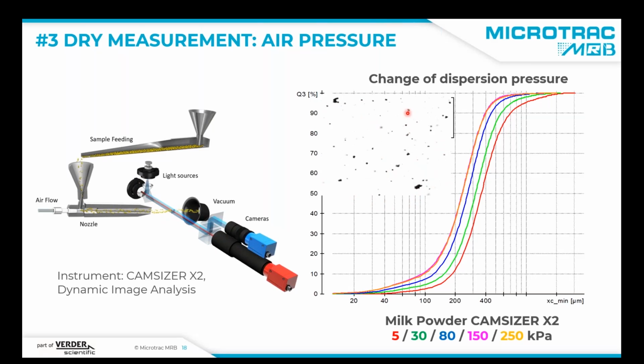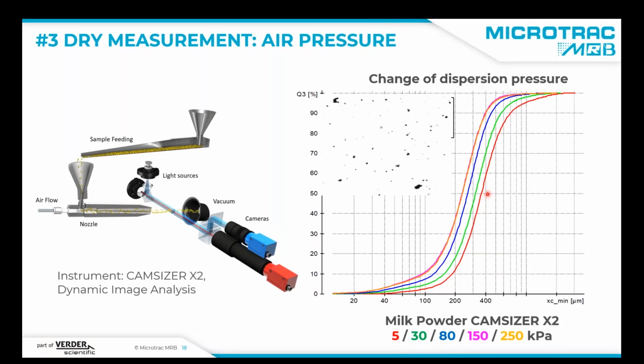All these particles are evaluated, and from that you calculate your size distribution here. So this is how image analysis works. But my main point here is that this airflow is generated by compressed air, and this pressure can be adjusted. You can see here, we've measured a milk powder at different dispersion pressures, starting at a low pressure of 5 kilopascals and then increasing to 30, 80, 150, and 250 kilopascals.